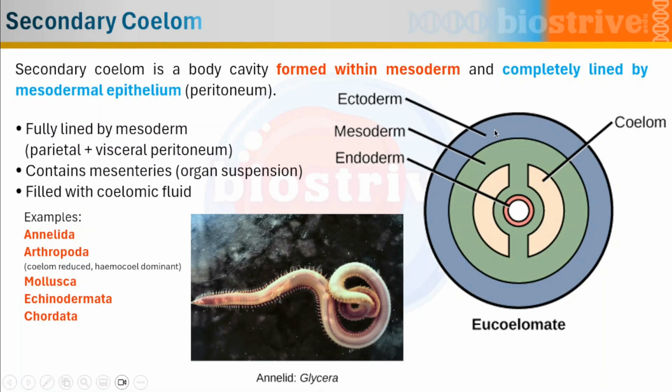The blue colored layer is the ectoderm, the body wall. Innermost, which is slightly pink colored, is the endoderm, and in between endoderm and ectoderm there is this green colored layer which is mesoderm, and there is a cavity which is lined by mesoderm from all the sides.